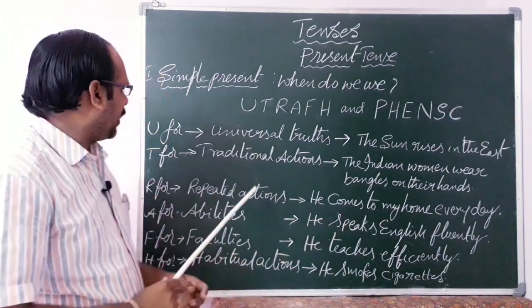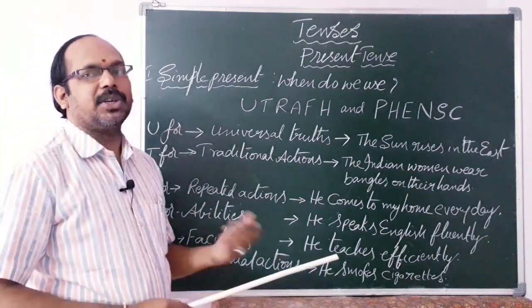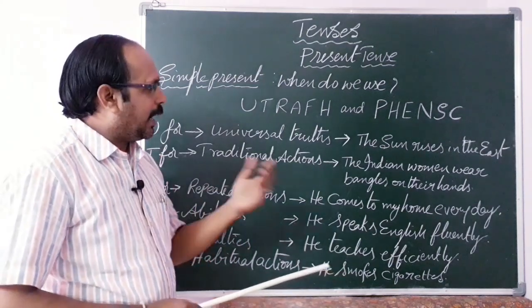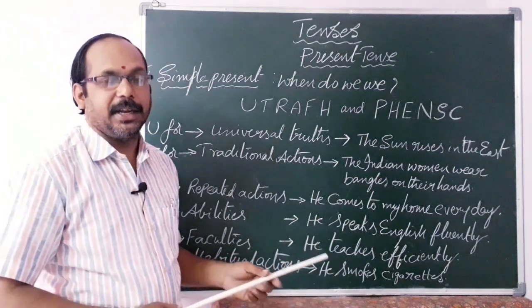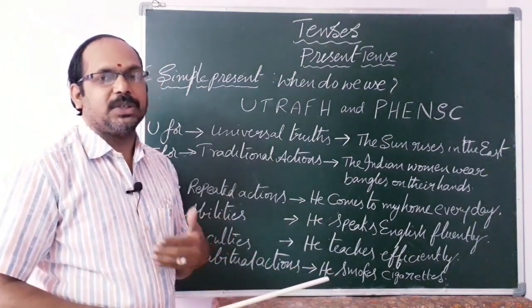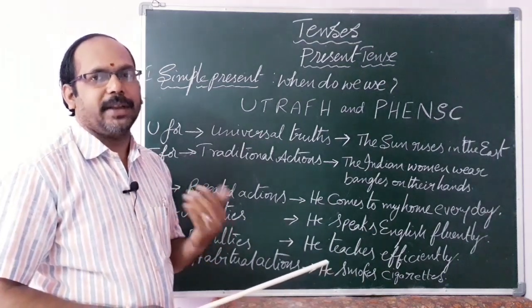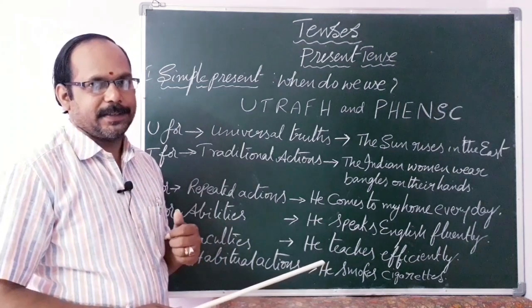And the next one is T for traditional actions. Tradition means customary actions, customs. Indian women wear bangles on their hands. That is the tradition of our women to wear bangles on their hands. So in that situation we can use simple present tense.